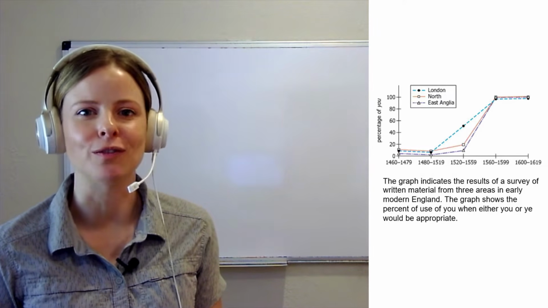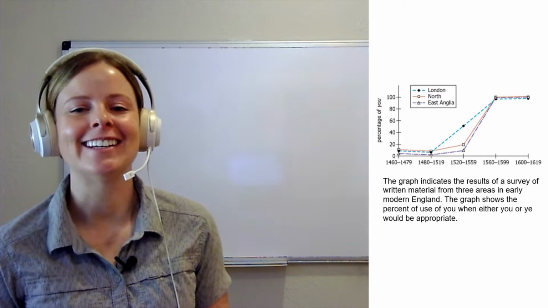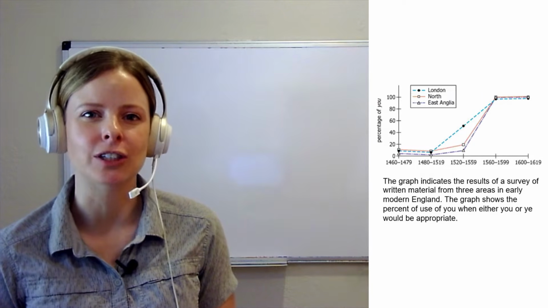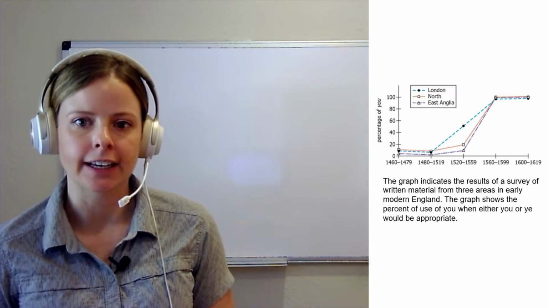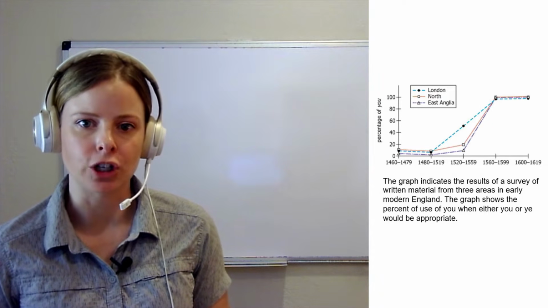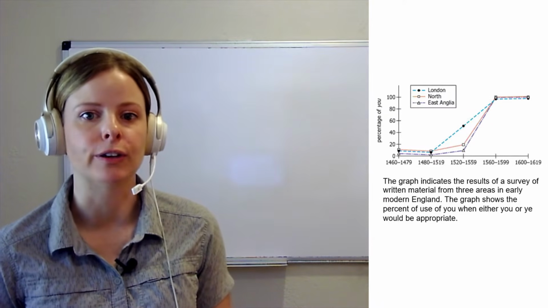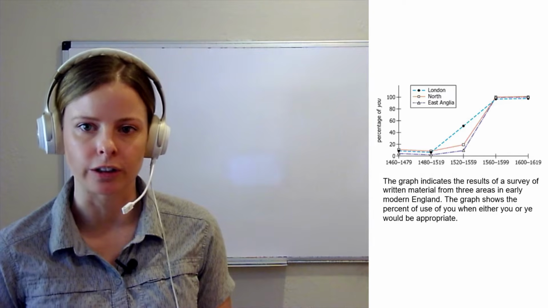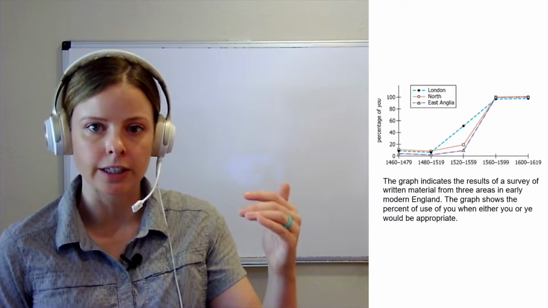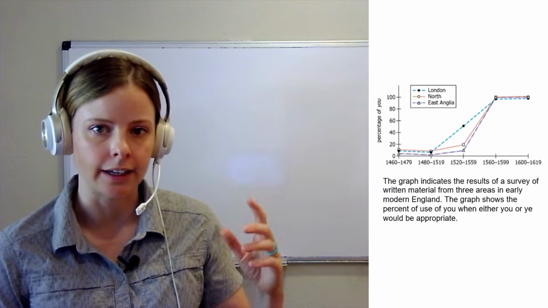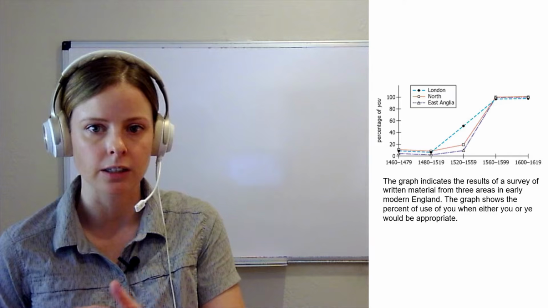So it says percentage of U. What the heck? What does that mean? I don't really know. So let's go to the description of the graph to figure it out. The description says that the graph indicates the results of a survey of written material from 3 areas in early modern England. And then if you look at the key, we've got these 3 areas, London, North, and East Anglia, and each of those 3 corresponds to a different line on our chart, so that makes sense.